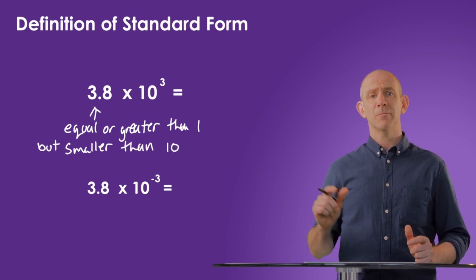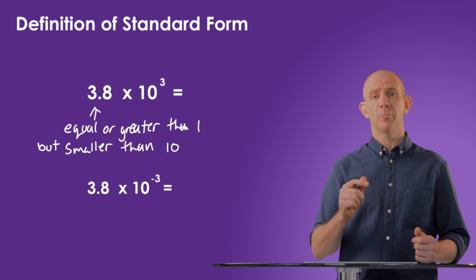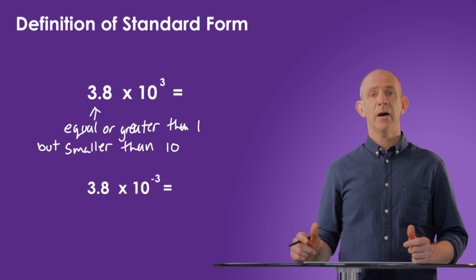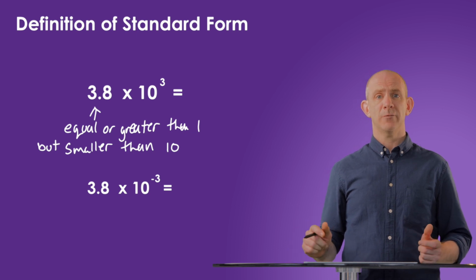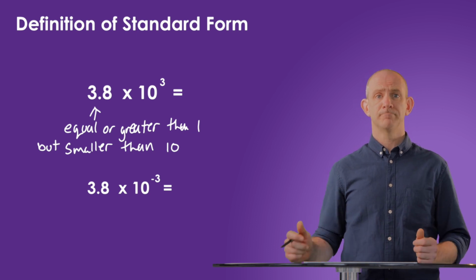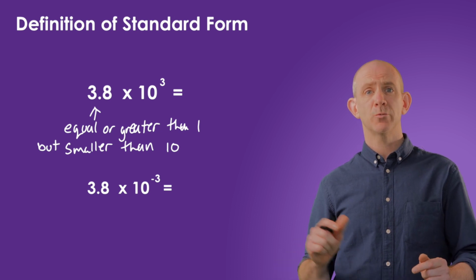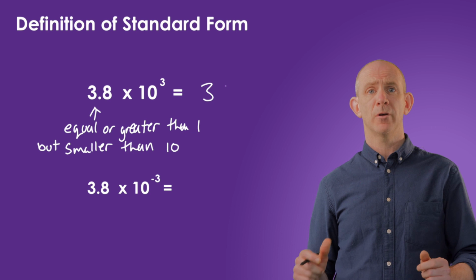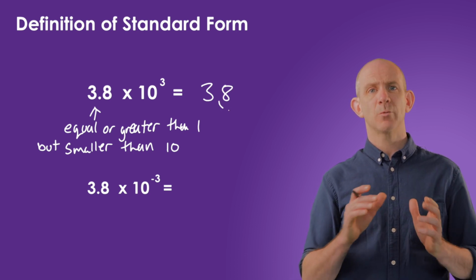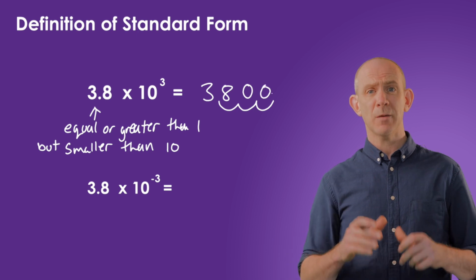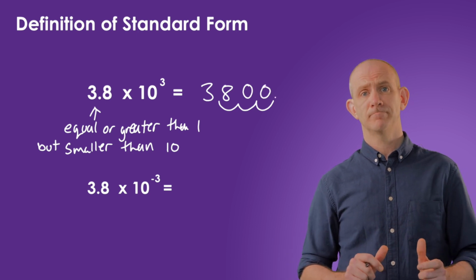If the power is positive, we'll move the decimal point to the right, making the number larger. And if it's negative, we'll move it to the left, making the number smaller. So here we've got 3.8 times 10 to the power of 3, which we can convert into an ordinary number of 3,800 as we move the decimal place 3 places to the right, and we fill the empty place values with zeros.